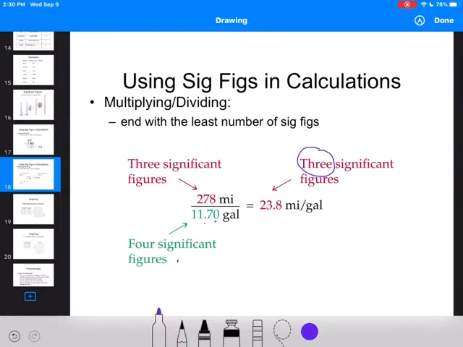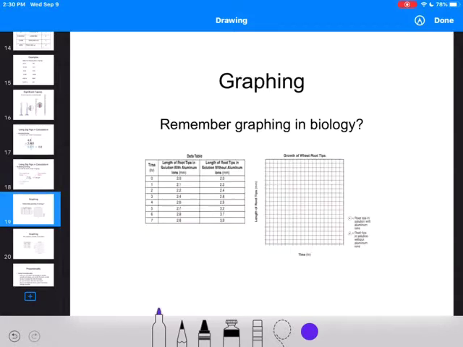So whatever your calculator shows when you push it into your calculator, you do a screen dump, put a wall around 3 significant figures, and then round. If you round up or if you truncate, it doesn't really matter as long as you end up at 3 significant figures. Now let's take a look at graphing.